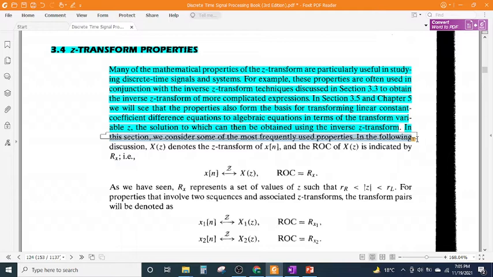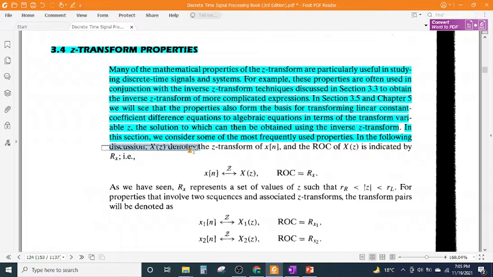In the following discussion, X(z) denotes the Z-transform of x[n], and the ROC of X(z) is indicated by Rx, i.e., x[n] ↔ X(z), ROC equals Rx. As we have seen, Rx represents a set of values of z such that the sum converges. For properties that involve two sequences and associated Z-transforms, the transform pairs will be denoted as x1[n] ↔ X1(z), ROC equals Rx1, and x2[n] ↔ X2(z), ROC equals Rx2.